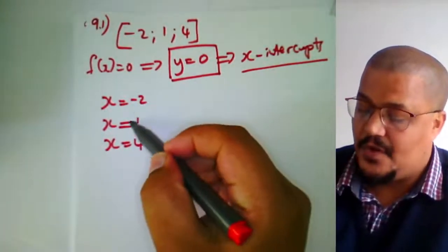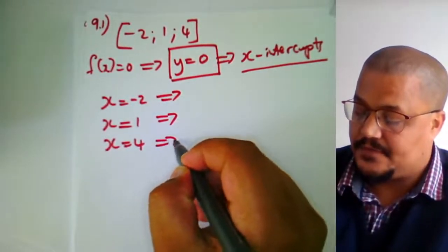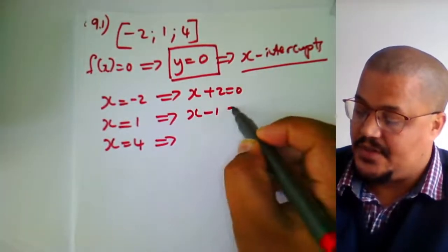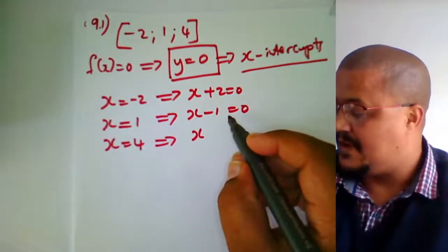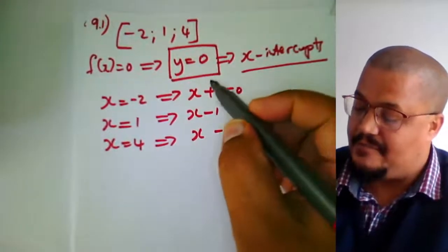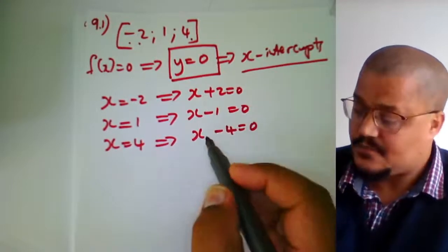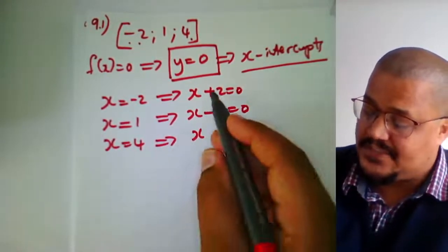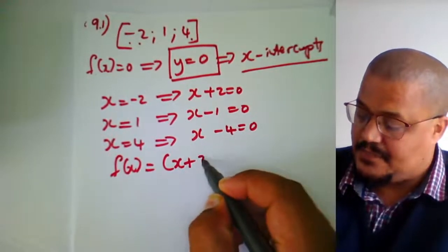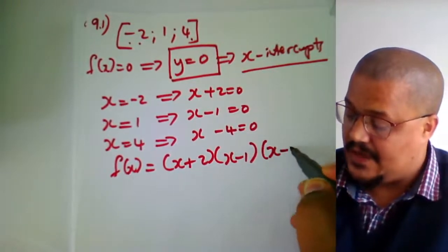So now I'm dealing with equations. If I work backwards, this came from x plus 2 equals 0, x minus 1 equals 0, and x minus 4 equals 0. So now I've worked from these given values to what my factors are. Basically this came from x plus 2 times x minus 1 times x minus 4.